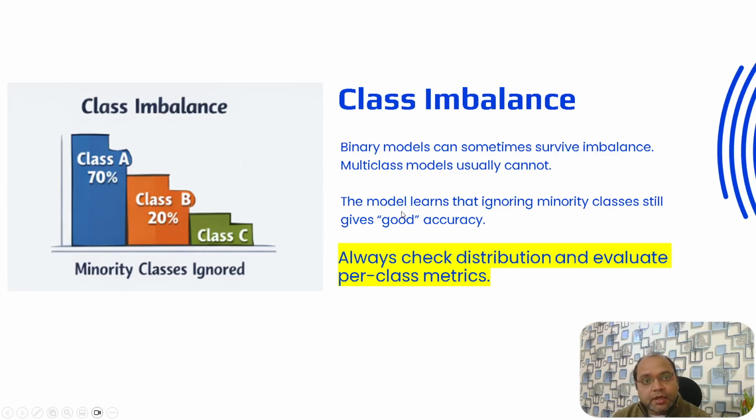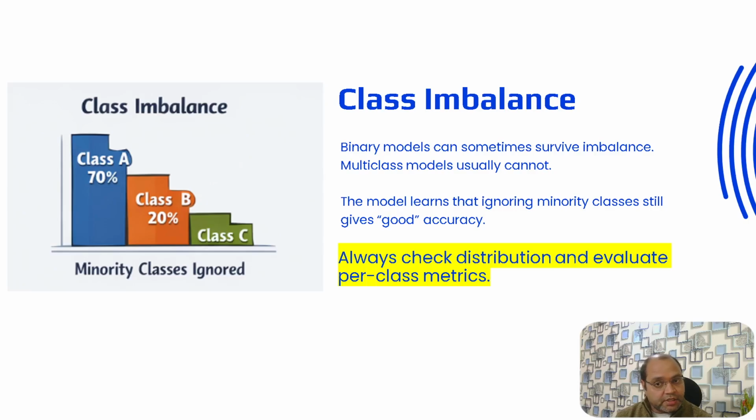Next, class imbalance. You have a data set that contains more than two classes and you have a binary model mindset, then class imbalance will definitely happen, because a binary model can sometimes survive imbalance. A multi-class model usually cannot survive imbalance. The model learns that ignoring minority classes still gives good accuracy in multi-class, because each class has a certain value.